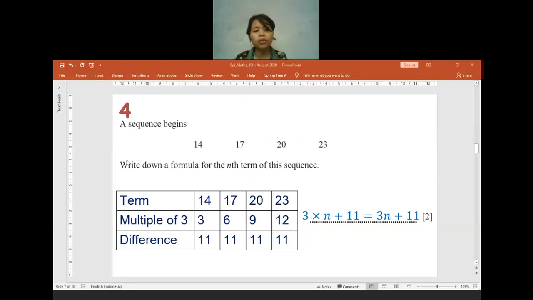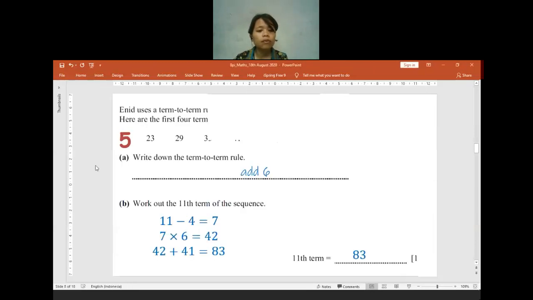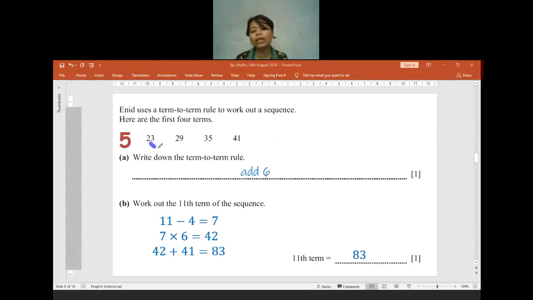Okay, for question 4, we already have the sequence. Oh, sorry, for question 5 now. For question 5, we have the first four terms in here: 23, 29, 36, 41, and so on. We need to find the term to term rule. For the term to term rule, we just need to check the difference. From 23 to 29, what do we have to do? We have to add 6. That's why the term to term rule will be add 6.